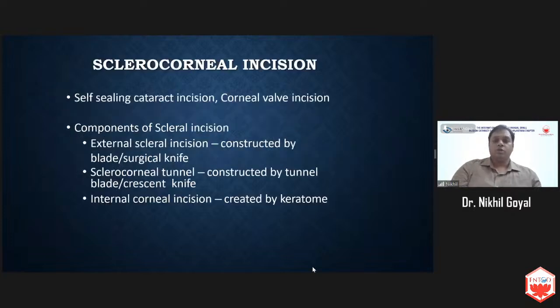Now coming to the sclerocorneal incision and the tunnel. This is a self-sealing incision given with the help of a corneal valve. There are three components to it. First is the external scleral incision. Second is the sclerocorneal tunnel. And third is the internal corneal incision.